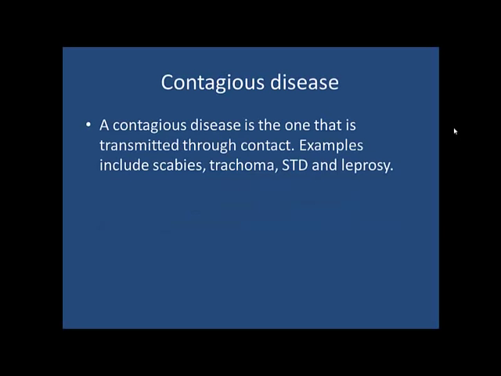A contagious disease is a disease that's caused by a particular agent. Some examples include scabies, trachoma, STDs, or leprosy. The disease and the actual infectious agent sometimes will have the same name and sometimes will not. STD can be a wide variety. Leprosy is caused by the leprosy bacteria. Trachoma is caused by a bacteria, and so on.